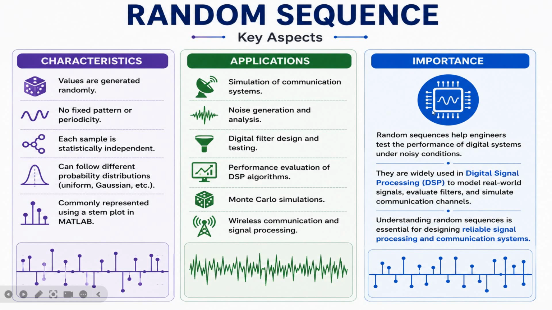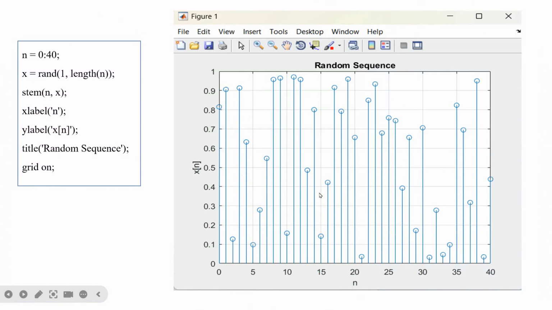Now, what is the importance of this random sequence? It helps engineers test the performance of digital systems under noisy conditions, and is widely used in digital signal processing, that is DSP, in order to model real world signals, evaluate filters, and simulate communication channels. Understanding random sequences is essential for designing reliable signal processing and communication systems.